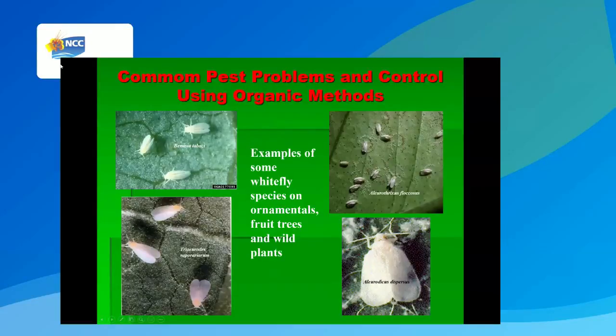Now, some further examples of whitefly species are shown here, feeding on fruit trees, ornamentals, weeds, crops, and so forth. And this is just 4 examples. There are many others, many others. Okay, next slide, please.